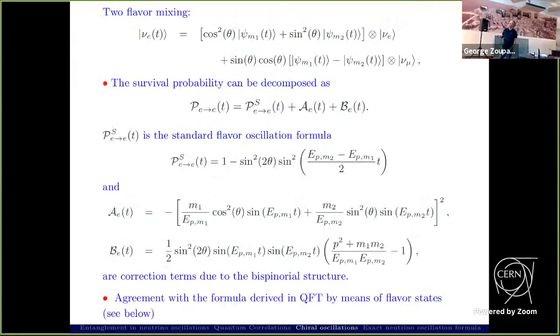But when you do this, you get the flavor oscillation problem, which is the standard oscillation term, and then has two contributions, which depend partially on this chiral oscillation. In fact, they also reproduce a correction we found in the context of quantum field theory, which I want to talk about at the end, where we didn't consider, however, the chiral nature of the weak interaction.